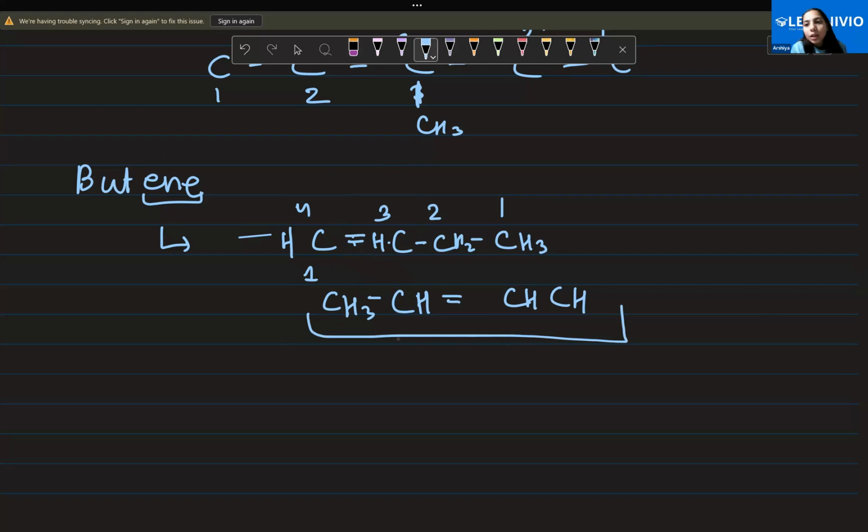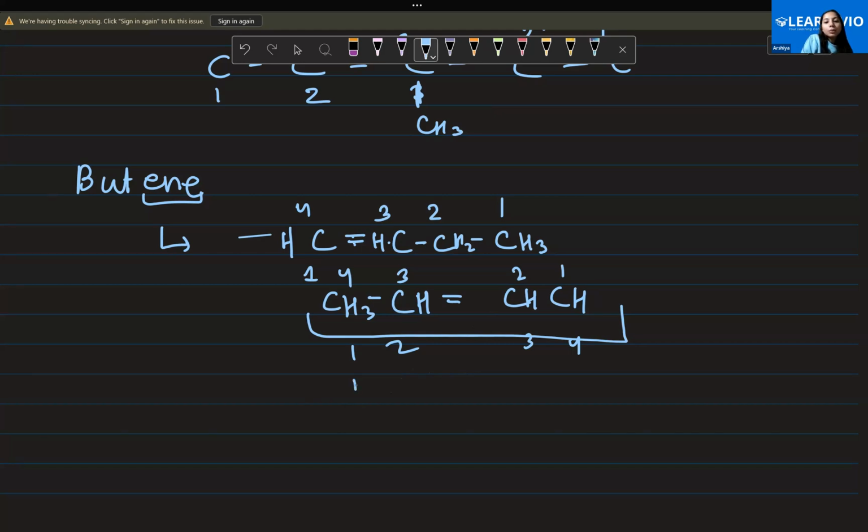Now, this is what we have to name. Because there are 4 carbons, I'll start from any of the sides. The number will be the same. Let's see, 1 2 3 and 4. So the double bond is between 2 and 3 only, right? So this is butene, sorry. The double bond is at which number? Second. Sorry. The second one, ma'am. Yes, at second. So the double bond is at second.